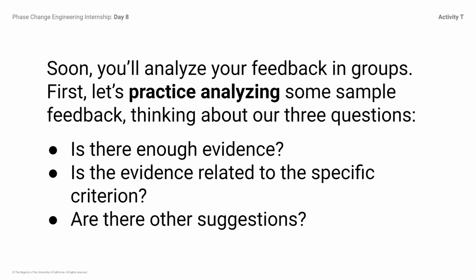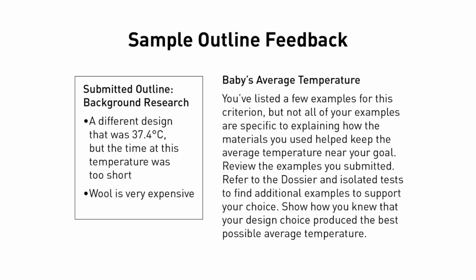Soon, you'll analyze your feedback in groups. First, let's practice analyzing some feedback, thinking about our 3 questions. Is there enough evidence? Is the evidence related to the specific criterion? Are there other suggestions? The purpose of this discussion is for you to share the background research evidence you submitted to the project director, as well as to analyze what kinds of changes you need to make in order to write a successful proposal. When you discuss your feedback with your groups, you should follow the same steps we did for practice. Sample outline feedback.